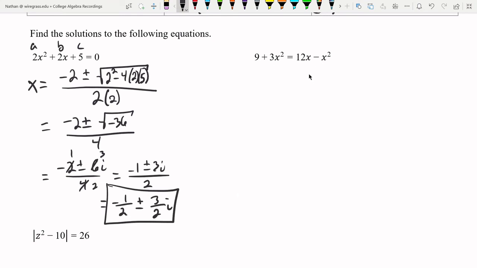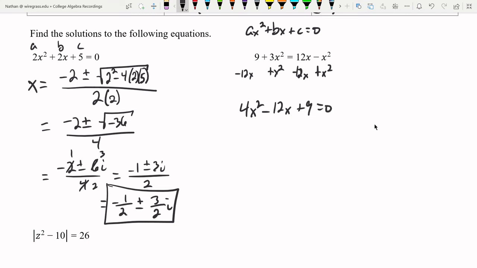Okay, for the next one, let's go ahead and get this in the proper form, ax squared plus bx plus c, and see what we can do from there. So I'm going to add x squared, subtract 12x. I'm going to write it with x squared first, and the 12x, and the 9. So 4x squared minus 12x plus 9 equals 0.